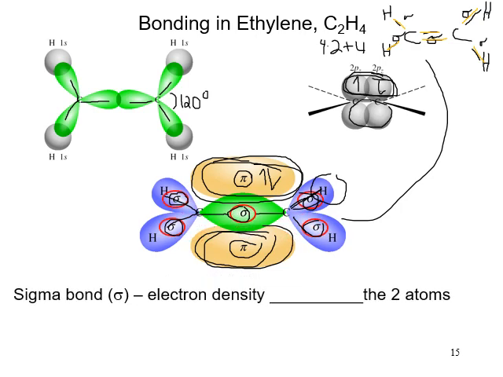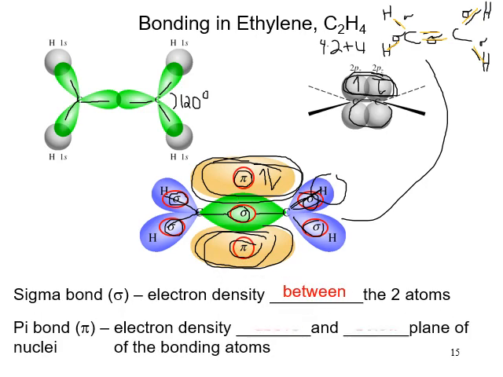So this electron density in between is a sigma bond, and a pi bond is above and below. So I'm going to ask you in a fun sheet question to draw pictures like this that illustrate the bonding to form double and triple bonds.